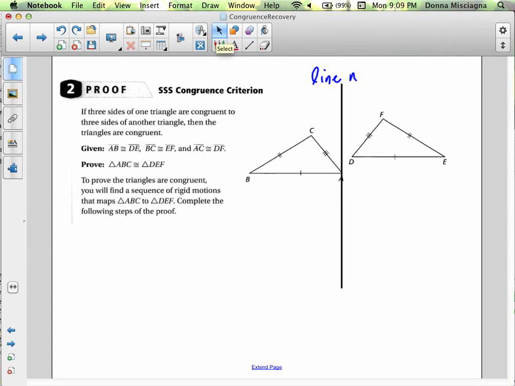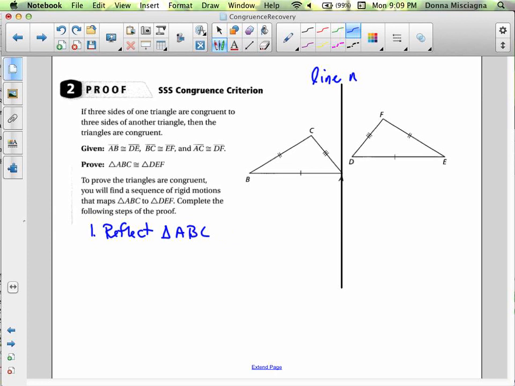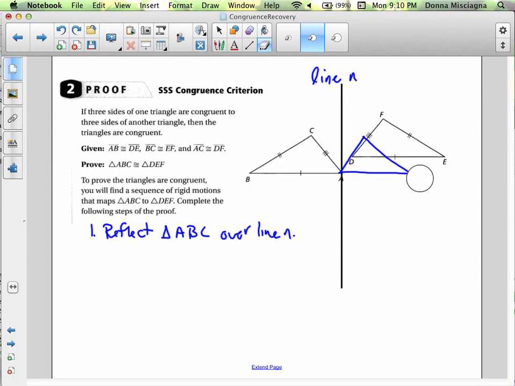So our first step is to reflect triangle ABC over line N. And you can always draw a line anywhere you want. It just connects 2 points. I'm not going to construct this one. I'm just going to draw it freehand best I can, because this is just a model. I'm not drawing the exact triangle, which is good because that's not even close.